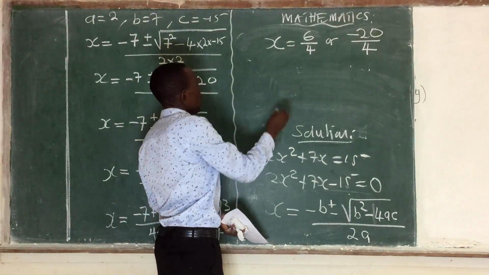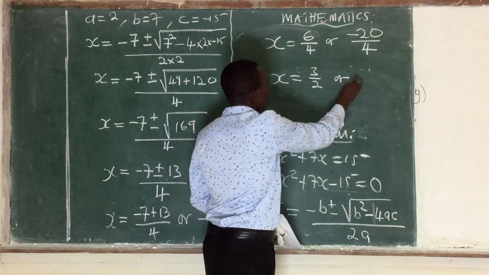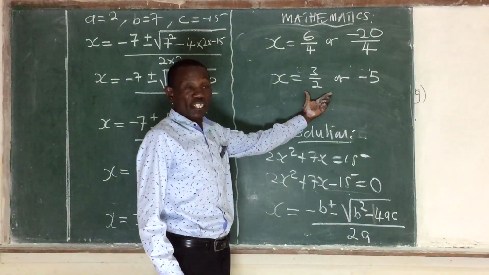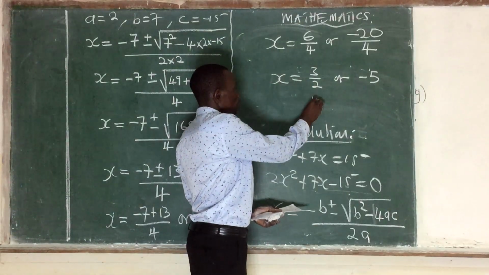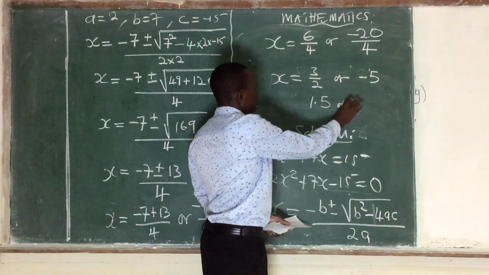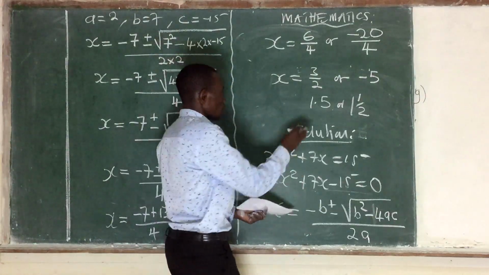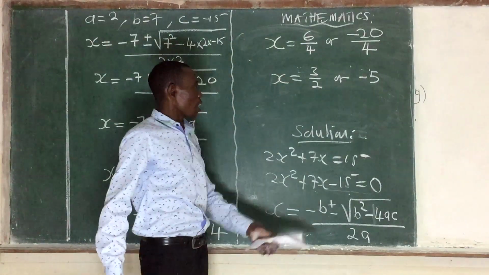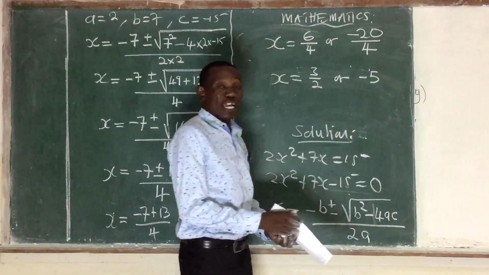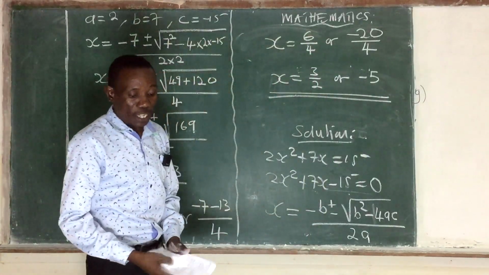If you simplify, this one gives you x is equal to 3 over 2, or here you get negative 5. Here again, you are free to leave this one as a decimal number, which is 1.5, or leave it as 1 and 1 over 2, in whatever form. It means the same thing. But let's please write this one as a proper fraction, 3 over 2, and then the other one is negative 5. By this, it means we have solved the quadratic equation.